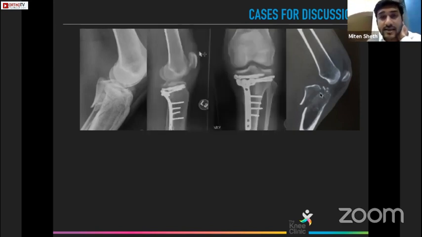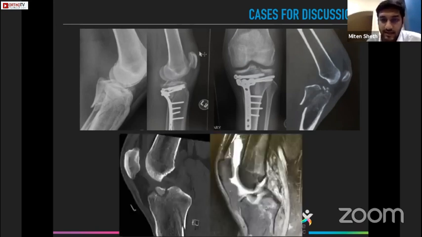And what we did in this case was put in a posteromedial plate, fixed everything. And this was at around 10 days post the injury. And you can trust the capsule to have healed by then. And you can go and do a primary scope and fix the ACL avulsion with a suture bridge technique.